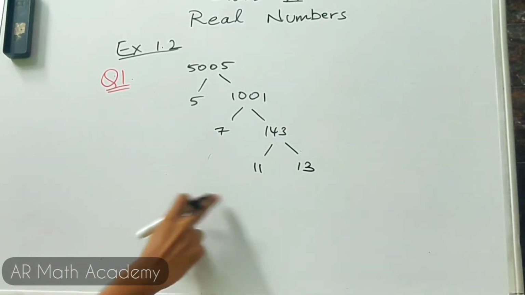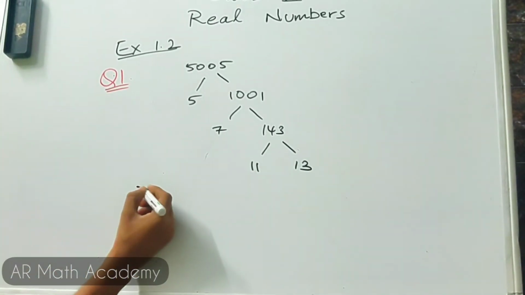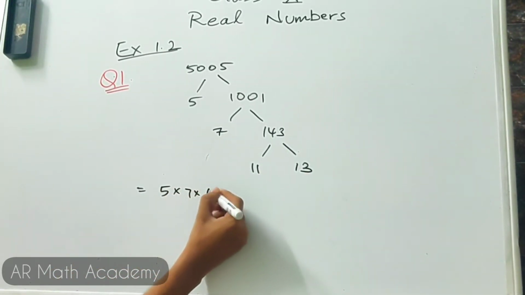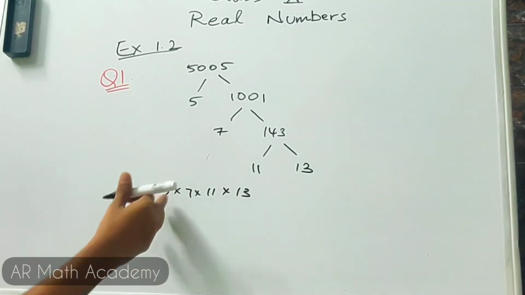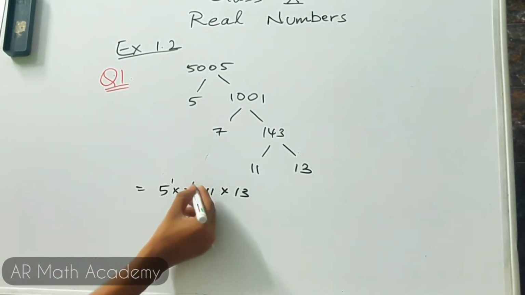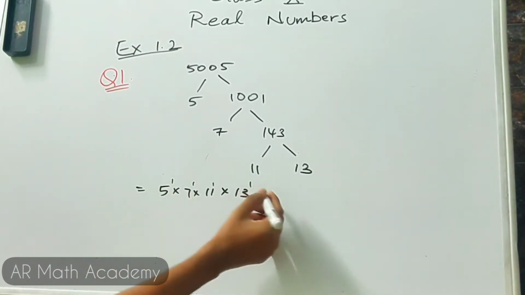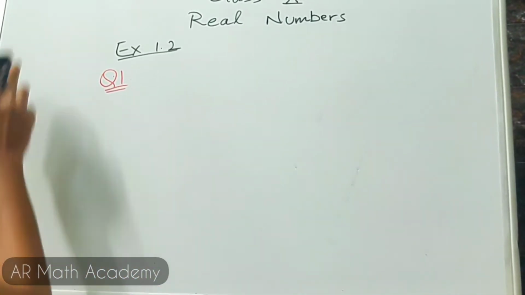Well, for 143, now it can be split as 11 into 13. Now what you do is simply like the previous problem, just write them as the product of these prime factors. 5 times 7 times 11 times 13. So yeah, that's it. There are no repeating numbers of these prime factors. So the power of every single one is 1. So 5 into 7 into 11 into 13 is the final answer. Now, there goes the first question.